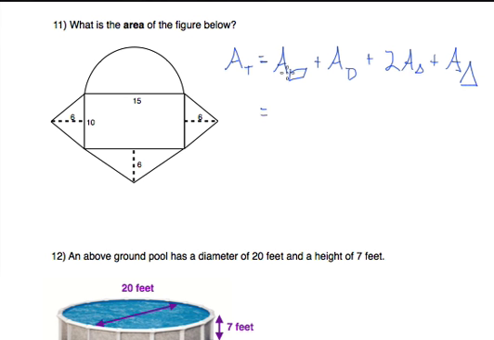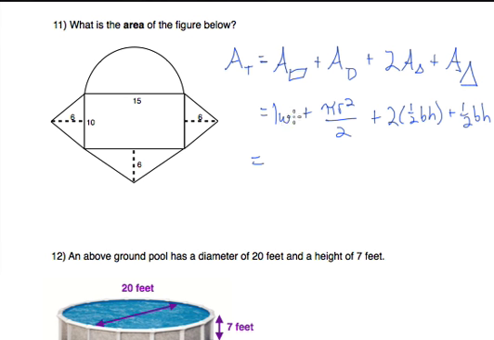All right, the area of the rectangle is just going to be length times width. The area of the half circle is going to be the area of a circle, pi r squared, and we're just going to cut that in half. The area of one triangle is going to be 1/2 base times height. We're doing that 2 times, 2 times 1/2 base times height. And then we're going to add another triangle, base times height.